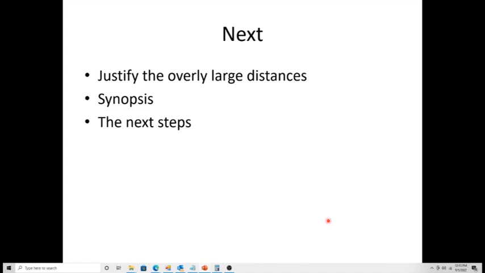Okay, so next we're going to justify the overly large distances. I'm going to show you it actually kind of makes sense when you look at it from a different perspective. And then we're going to give a synopsis of everything we just talked about, and then we're going to discuss the next steps in ethereal mechanics.